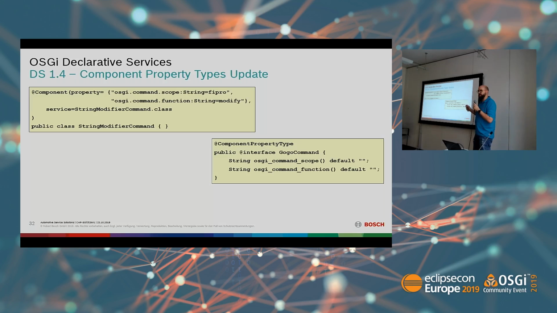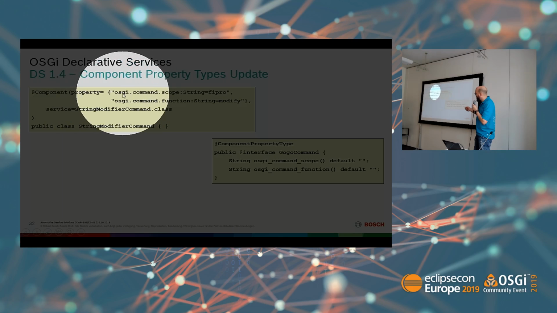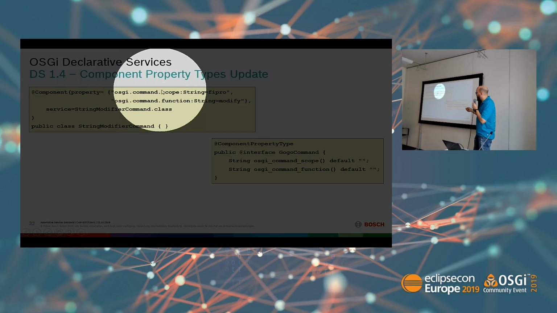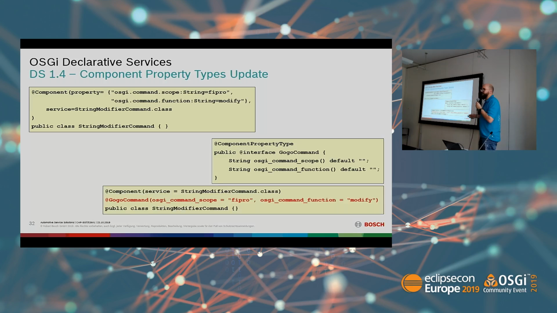What is important for DS 1.4? The important thing is that pre-DS 1.4, you need to write component properties this way. So for my gogo command, I had to specify OSGi command scope and function in this string manner. Now with DS 1.4, I can even use this component property type and specify it as an annotation on my component. So I have this annotation style development like you have it in Spring or Java EE or something like that.